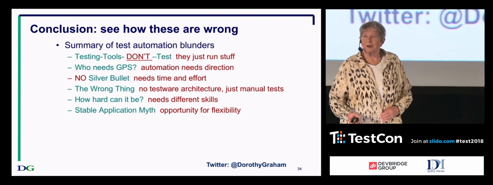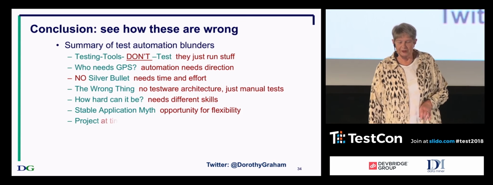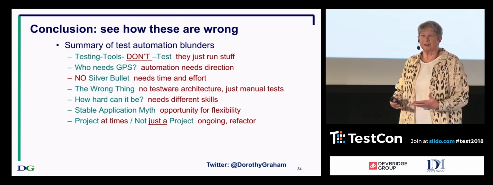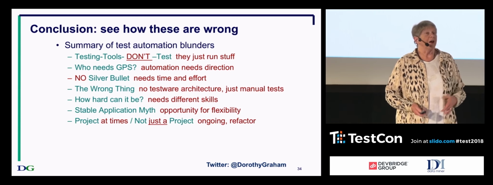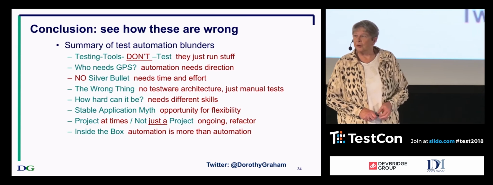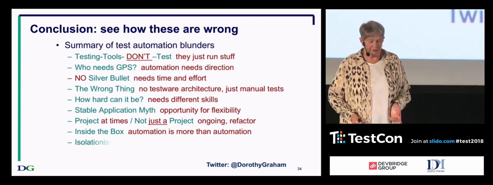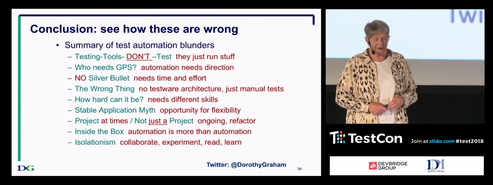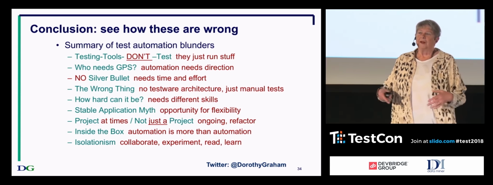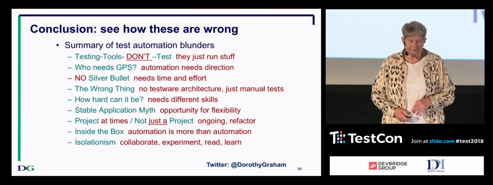Now, the stable application myth we looked at, see that as an opportunity to build in flexibility. It is a project at times, because it does need funding and resourcing, but it's ongoing. It's not just a project. Automation is more than automation. Think about automating everything around the execution and other things, and don't be isolated. Collaborate with developers, educate managers, experiment, read, and keep learning.